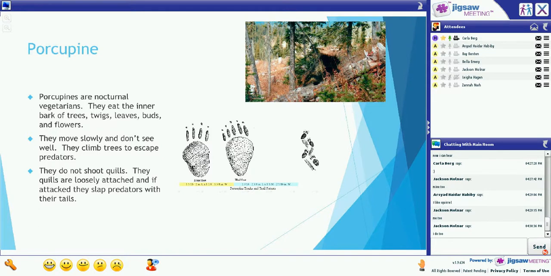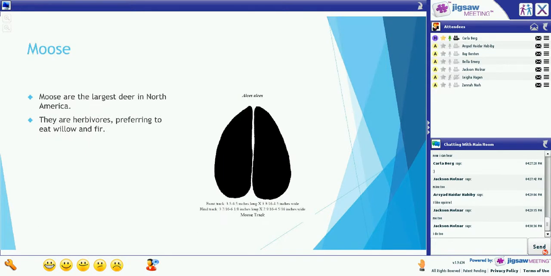Very good. Thank you very much. And our last animal and track is a moose. Is there a volunteer who would like to read about the moose? Zana, go ahead.